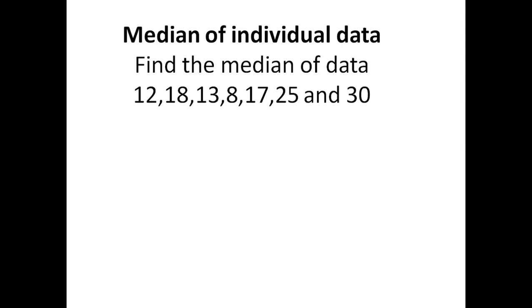For finding mean, we need not arrange the data. We just have to sum up, and divide by how many numbers there are. But for finding the median you have to arrange the data in ascending or descending order. Mostly it is arranged in ascending order.